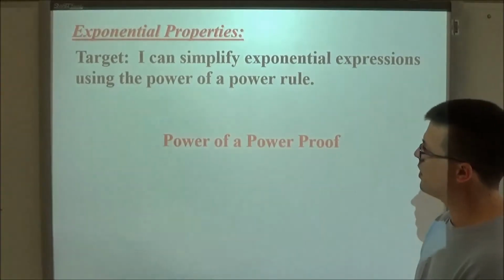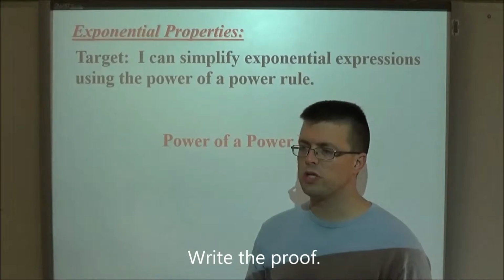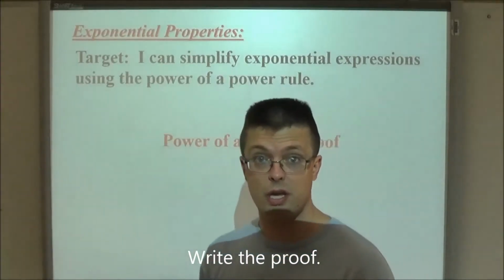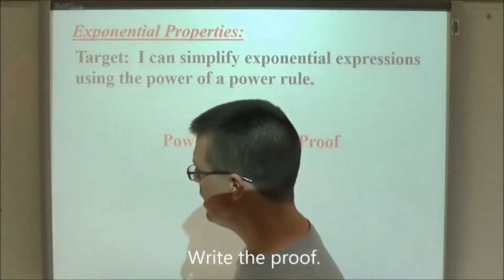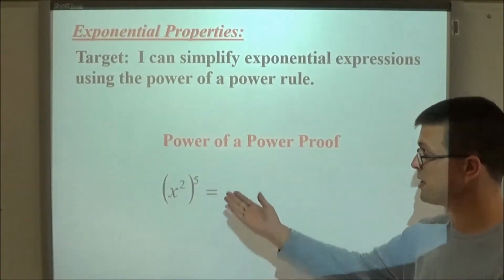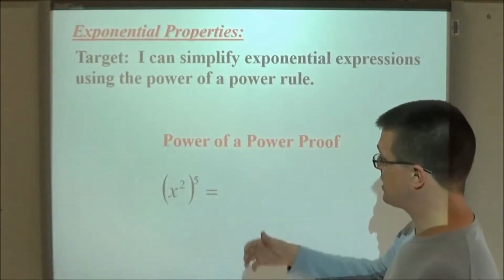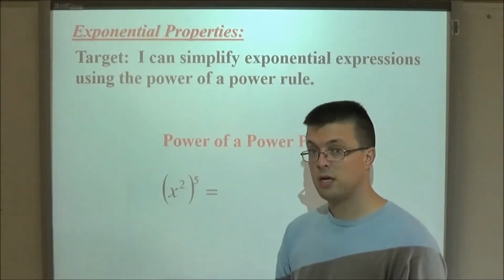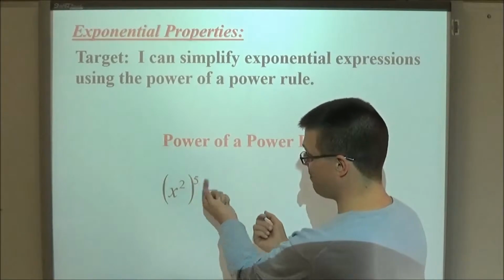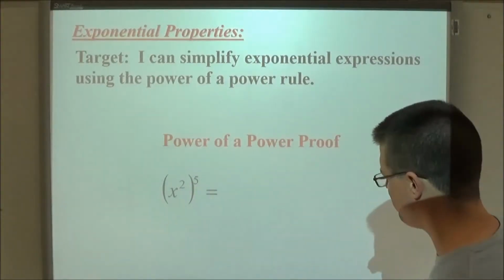First thing we're going to do though is the power of power proof. In other words, what is it we're really doing when we do the shortcut that we're going to discover in a second? Well, we need an example problem first. So our example problem, once again, I'm going to use a variable as my base, and it's x to the second power. But that is being raised to the fifth power. So it's two powers colliding with each other.